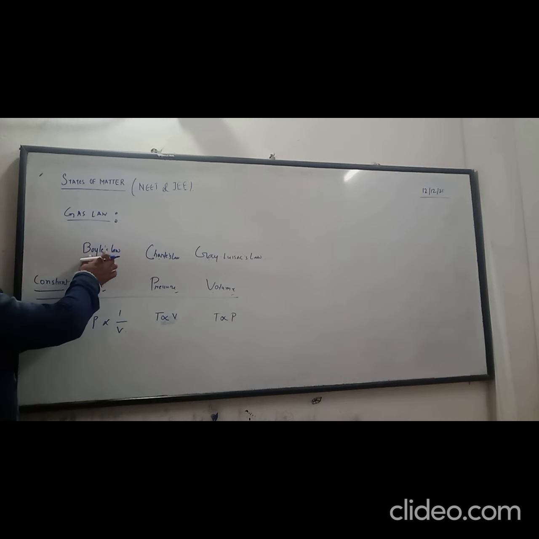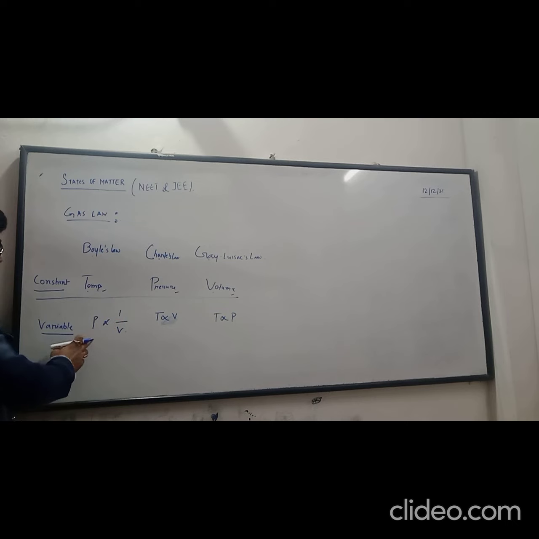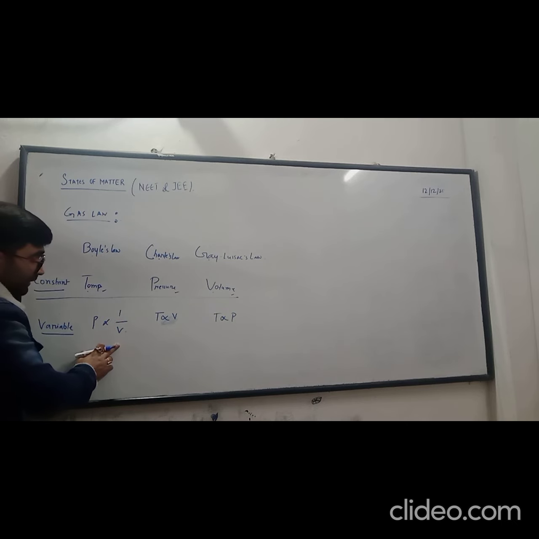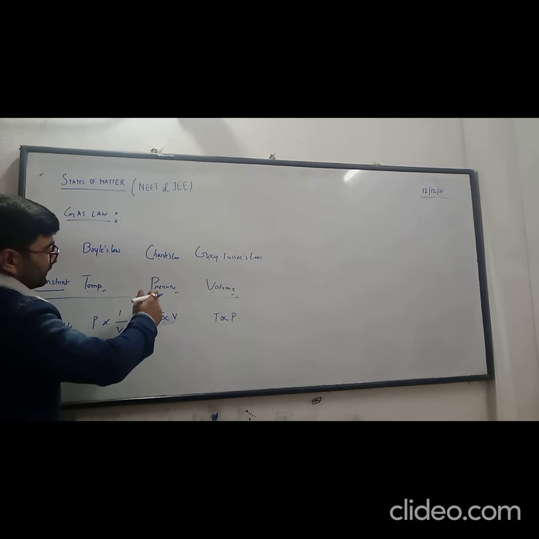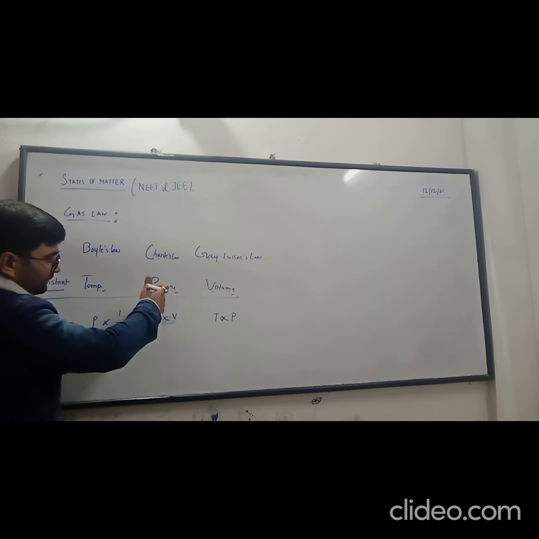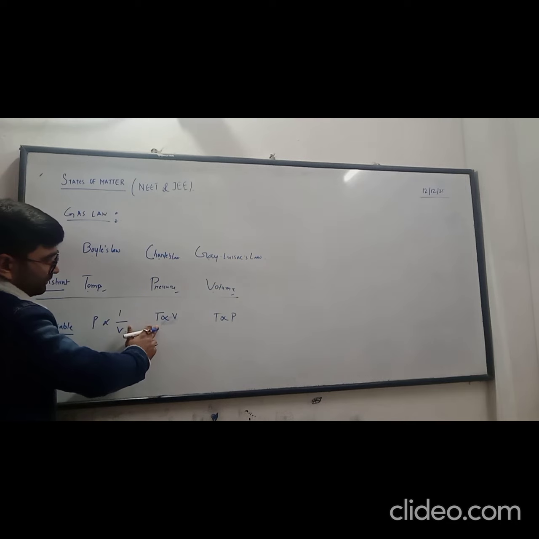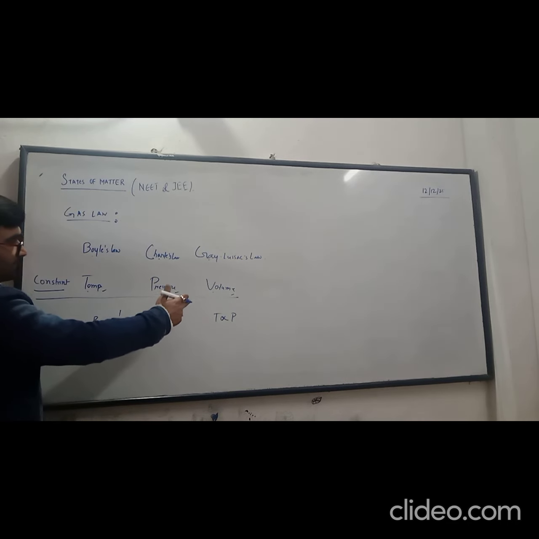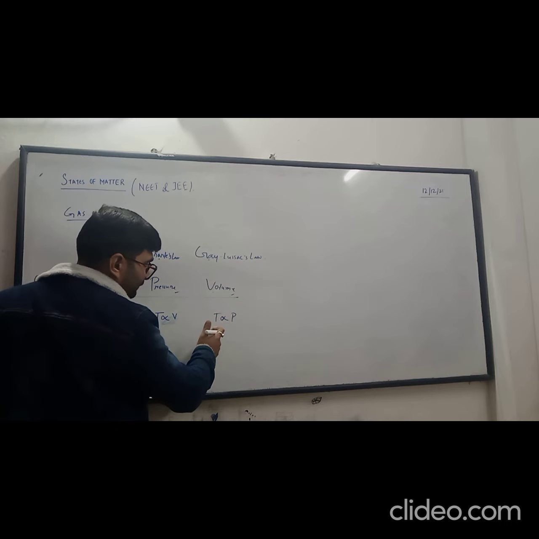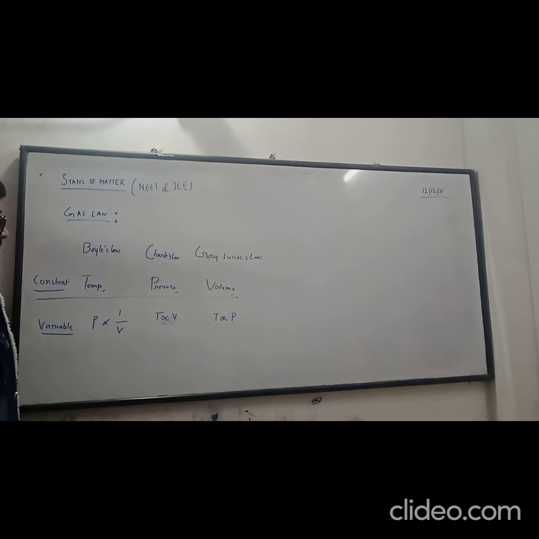What is Boyle's law? Boyle's law is that where the temperature is constant, pressure is inversely proportional to volume. In Charles' law, pressure is constant, temperature is directly proportional to volume, and in Gay-Lussac's law, volume is constant, where temperature is directly proportional to pressure.